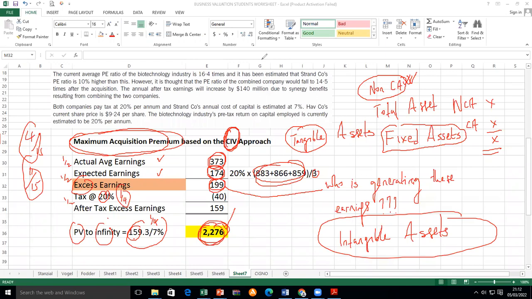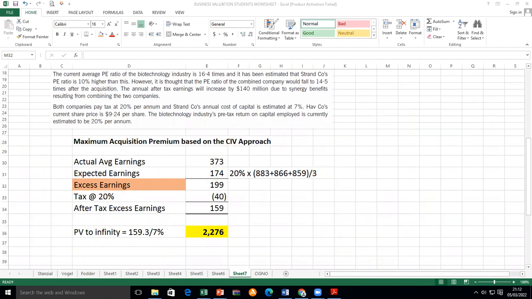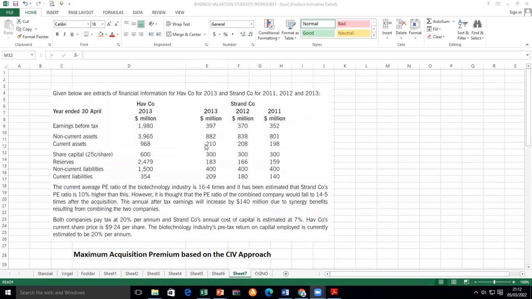Let's go to the PE method now. I hope that's okay for everybody. If there are questions, please do ask the questions. So the reasons for bringing this question: one was to demonstrate the CIV, another one to demonstrate the PE method. Let's look at the PE method. They said the PE before and after. Now, if you look at our question here, they've given us a lot of information.